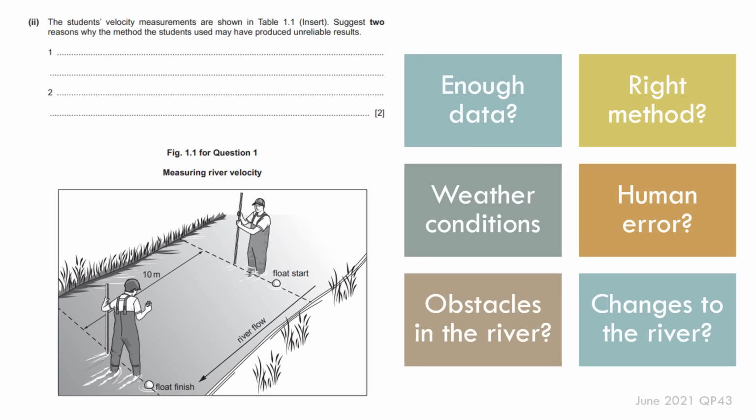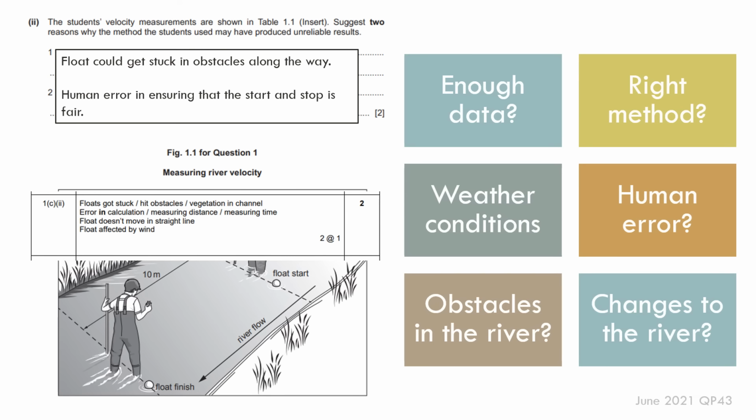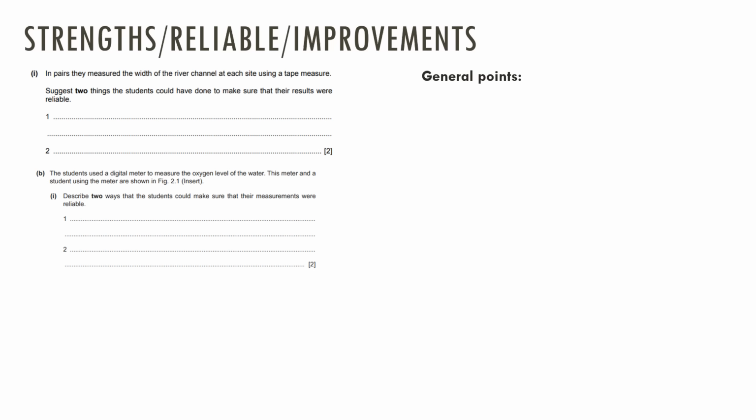So, could weather conditions influence this? No. Human error? Possibly. Did you, every single time, pick up the float as soon as it crossed the finish line? Were there obstacles in the river that might have affected the float? So again, some points here. The float could get stuck in obstacles along the way. Human error, ensuring that the start and stop time is fair. Again, the mark scheme gives you some extra points there.